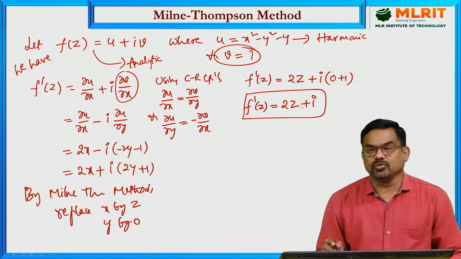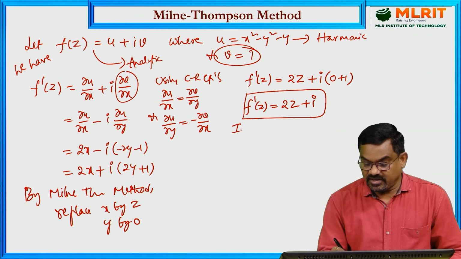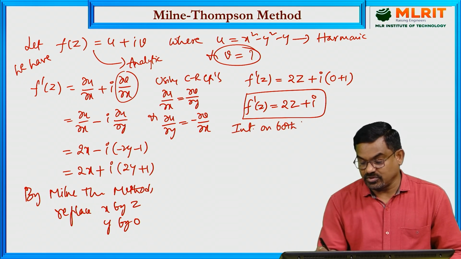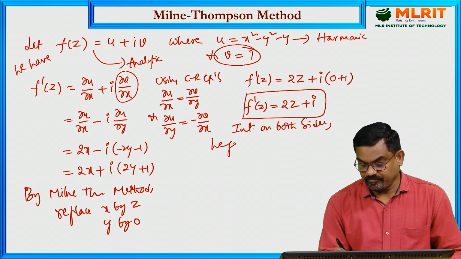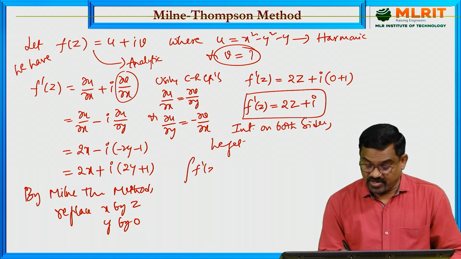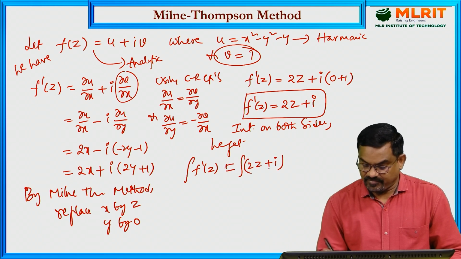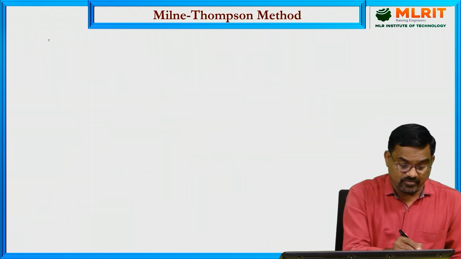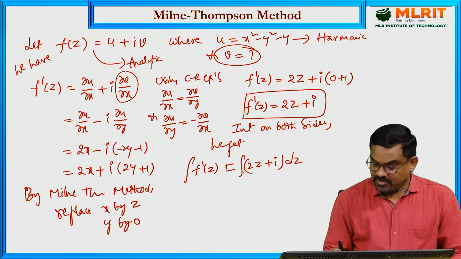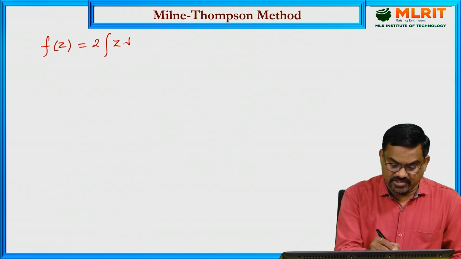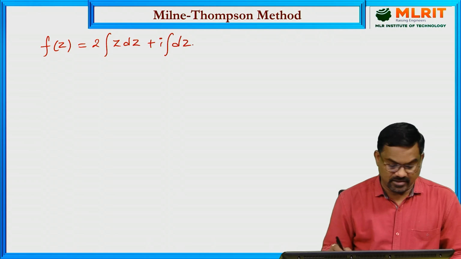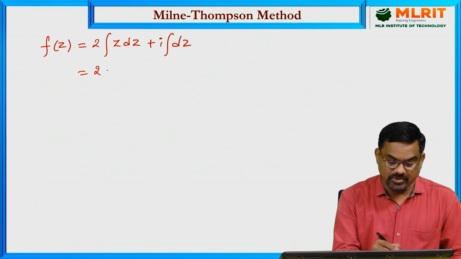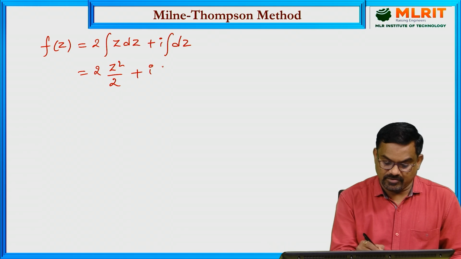So f dash z is 2z plus i. Now, integrating on both sides, we get integral f dash z is equal to integral 2z plus i dz. So on LHS, the integral and derivative get cancelled. Therefore, we get f of z equal to 2 into integral z dz plus i into integral dz. So this is 2 into z square by 2 plus i into z. So z square plus iz.